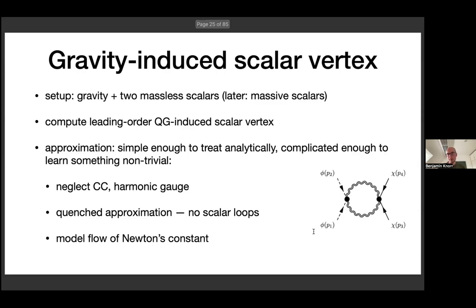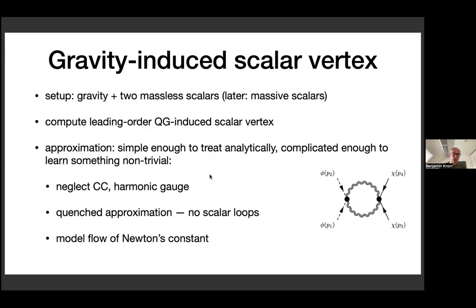And it turns out that this reduces the flow of the 4-point function to exactly this diagram, right? So you have two 4-point vertices that come out of the kinetic terms of the scalars, one for phi and one for chi, and then graviton propagators going through the loop.